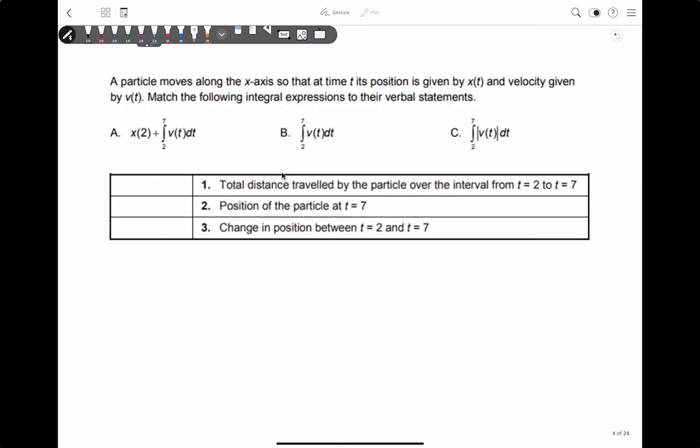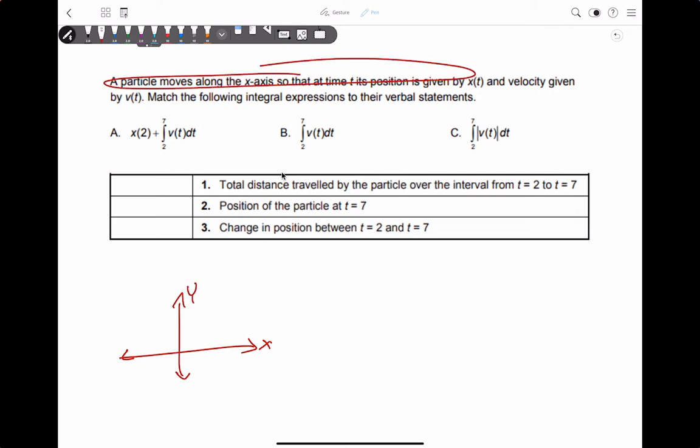All right, so let's keep going. It says a particle moves along the x-axis so that at time t its position is given by x of t. Now, when you guys have been looking at graphs or whatnot, you're used to seeing an x-axis and a y-axis, okay? But in this problem here, you're not going to have a y-axis because you're simply moving along the x-axis, okay?